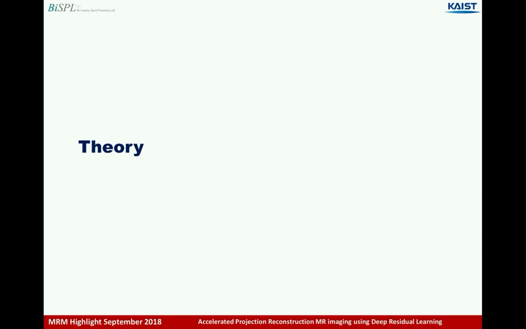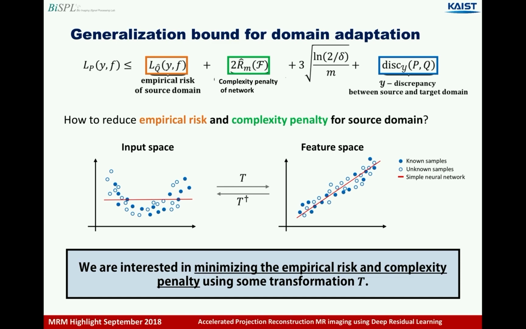I will explain the theory as fundamental background. The generalization bound for domain adaptation consists of three important parts. First is the empirical risk, second is the complexity penalty of the network, and last is the Wasserstein discrepancy between the source and target domain. Since the generalization bound determines the performance of a neural network, to maximize network performance, we have to minimize the generalization bound. So in these slides, I'd like to explain how to reduce the empirical risk and complexity penalty.